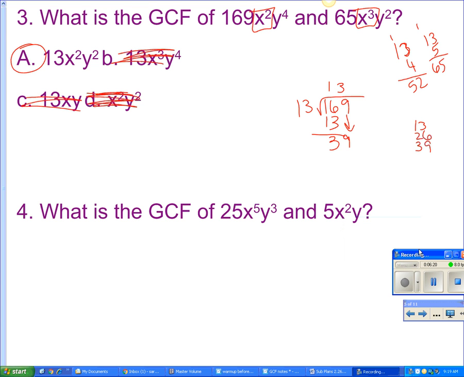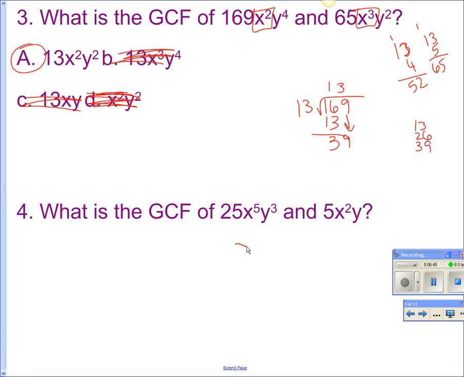Okay, number 4, write this one down. 25x to the 5th, y to the third, 5x to the second, y. Write this one down. All right, Andrea, what goes into 25 and 5? Good. Okay, so I'm going to put a 5 for this one.